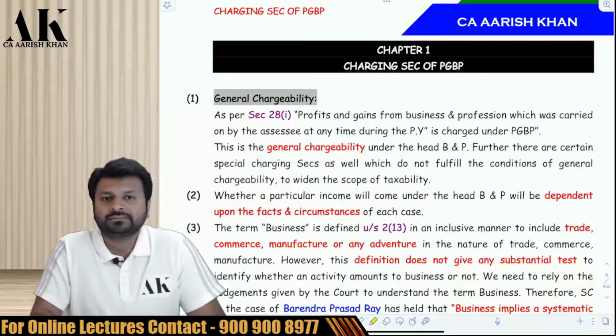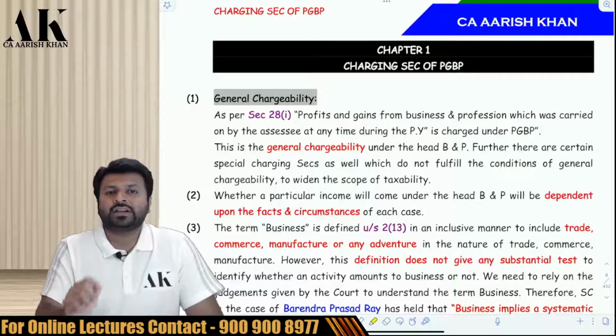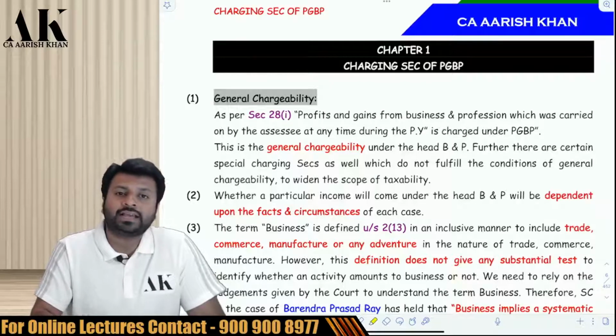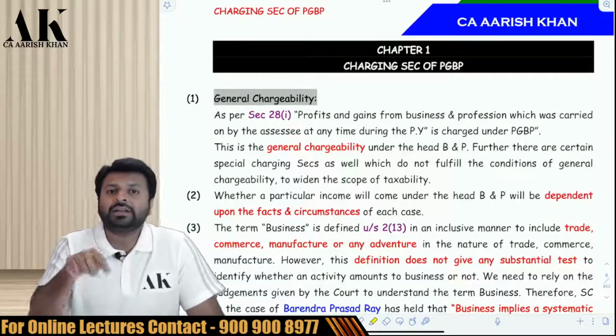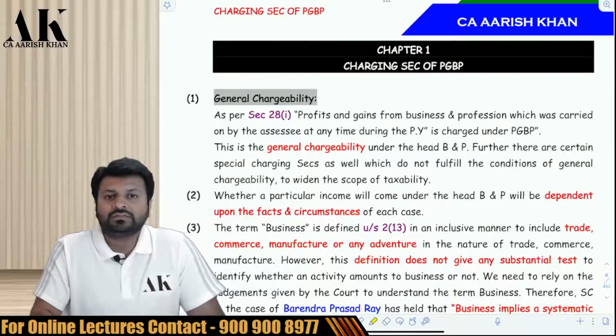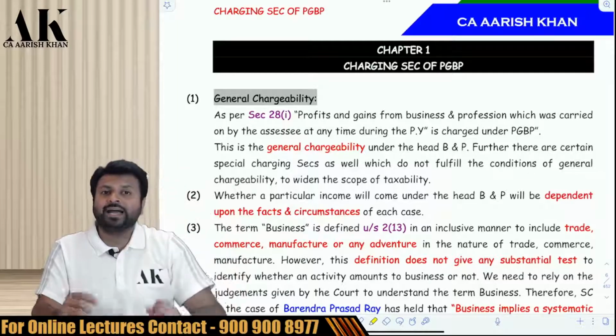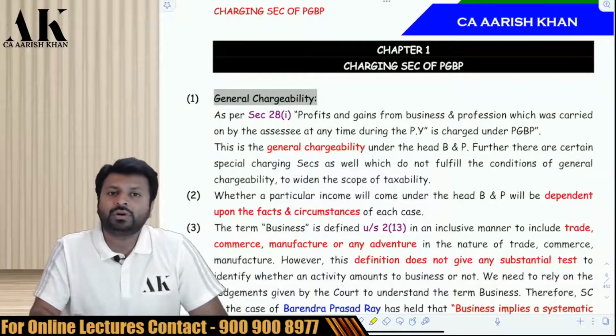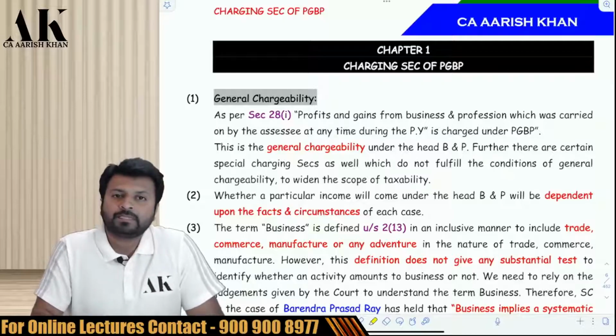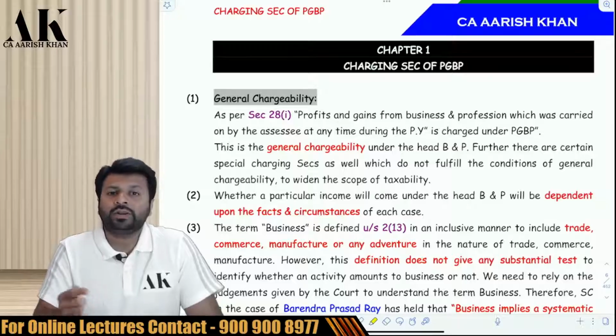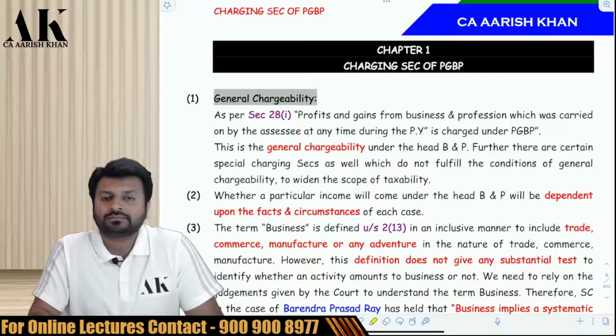For example, the first section of salary, that is section 15, will tell you whether you come under salary or not. That is the chargeability of salary. Section 15 says that you will be coming under salary if you have an employer and employee relationship. Similarly, the first section of house property, that is section 22, will tell you whether you will come under house property or not.